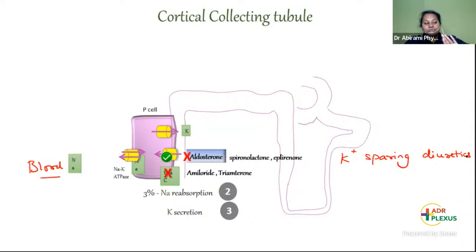They will keep the potassium in blood itself. They will spare potassium from being secreted into the urine. So called potassium sparing diuretics.